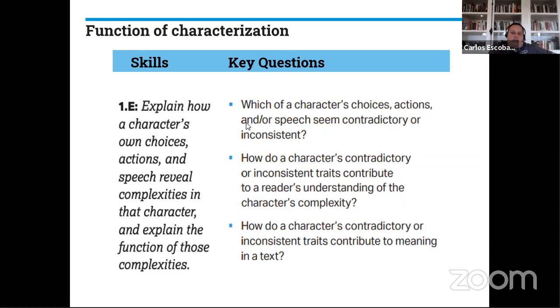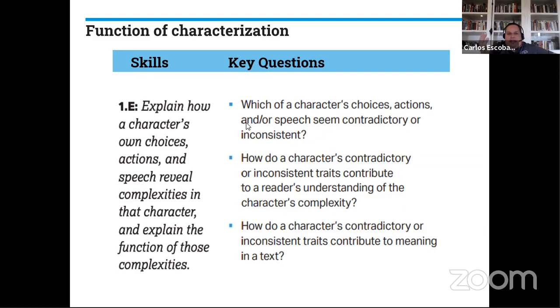And once you understand a character in that way, and like we said in the previous video, sometimes it's not about having an answer, but about asking the right questions about that character. That's when you're going to get to the complexity inherently built within the character, and thereby the complexity inherently built within the text in which that character lives. And the final question is, how do a character's contradictory or inconsistent traits contribute to meaning in the text? Again, this can take us back to anything. And I'll go to Hamlet for a second, because it seems to be a popular one among the AP Lit community, right? We see contradictory or inconsistent traits in Hamlet all the time, right? I'm going to act, maybe not.